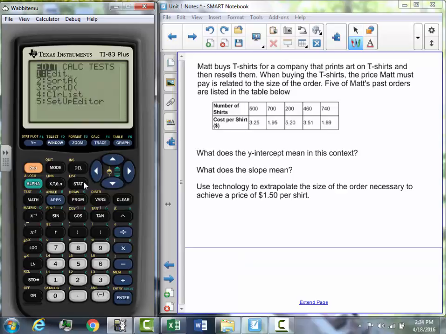So go stat. Then from stat, we want to go calculate. We need to calculate something, so that's the sideways button over. And then we need the number 4 again, the linear regression.